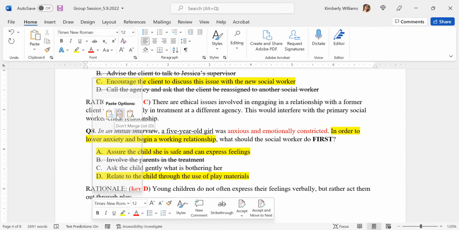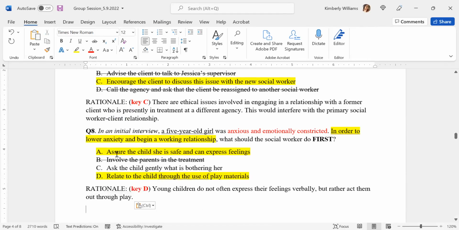So you have to find ways to relate to her in ways that she can relate, and telling her that she can't relate to you, telling her that young children do not often express their feelings verbally, but rather act them out through play. So, you may have a doll if you work with children. You may have dolls in there. You may have blocks or Legos or some little cars for the little boys. That's what we use those to kind of relate to the kids or kind of loosen the kids up. Make sense?